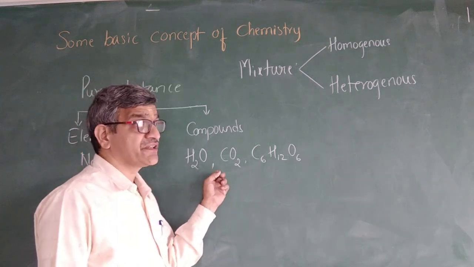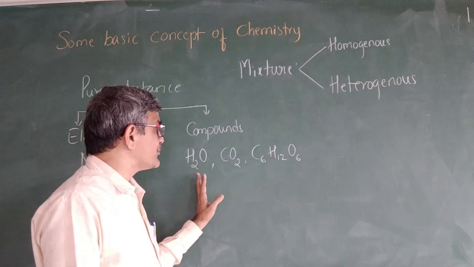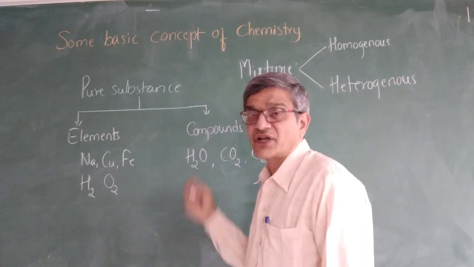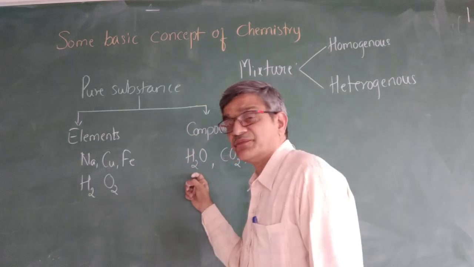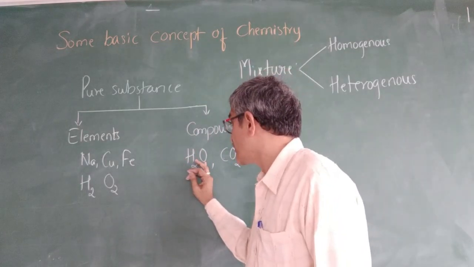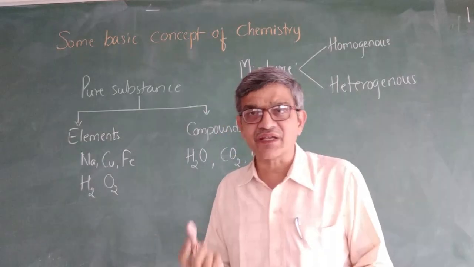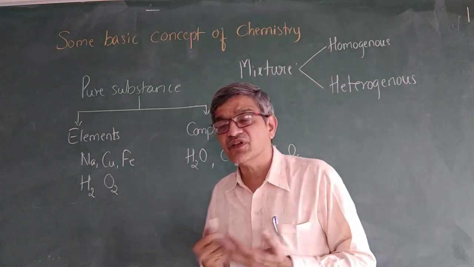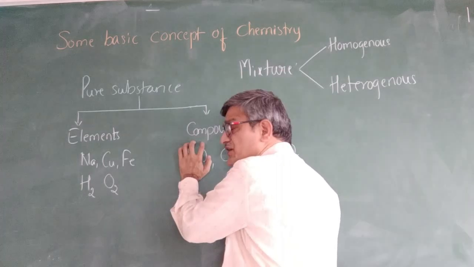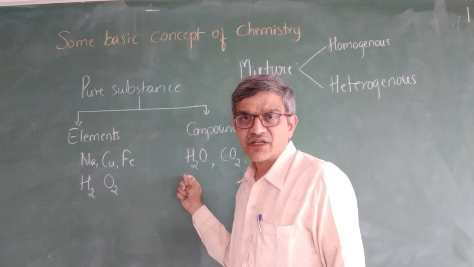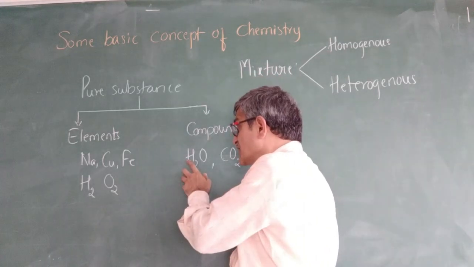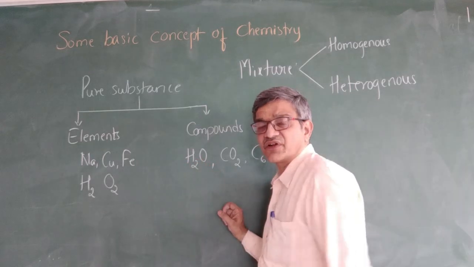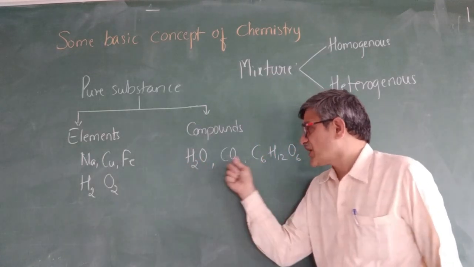And one more important thing here: the property of a compound is entirely different from its elements. For example, hydrogen and oxygen combine to form water, but the property of water is entirely different from hydrogen and oxygen. Hydrogen burns when put to fire, and oxygen helps fire to burn. It helps in burning. But if you consider water, it doesn't help in burning. When there is a fire, we pour water and put it out. So the property of the compound is entirely different from its component elements. Other thing, carbon dioxide.